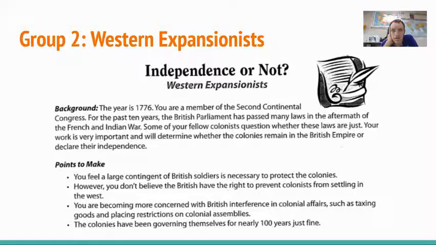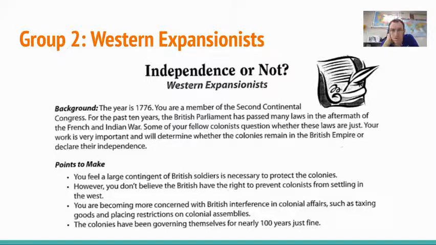You are becoming more concerned with British interference in colonial affairs, such as taxing goods and placing restrictions on colonial assemblies. You're seeing more and more that the British are starting to take over government in the colonies. You're not a real big fan of that. You don't like that a whole lot, especially the taxing goods. You have to buy these goods because some of them you just can't make. And if the British are taxing them, that means that you're going to spend more money. And fourth, the colonies have been governing themselves for nearly 100 years just fine. You wish the colonies could just stay in control like they have in the past.